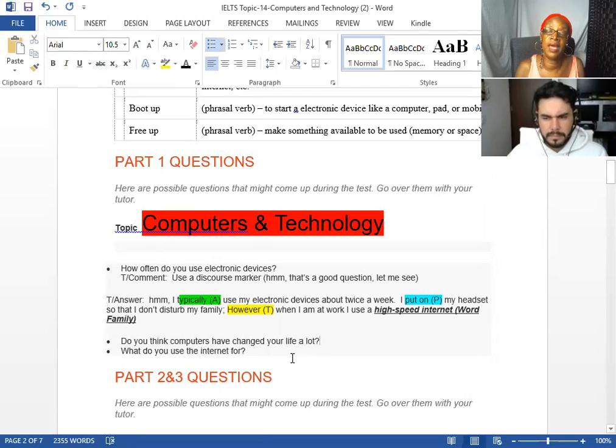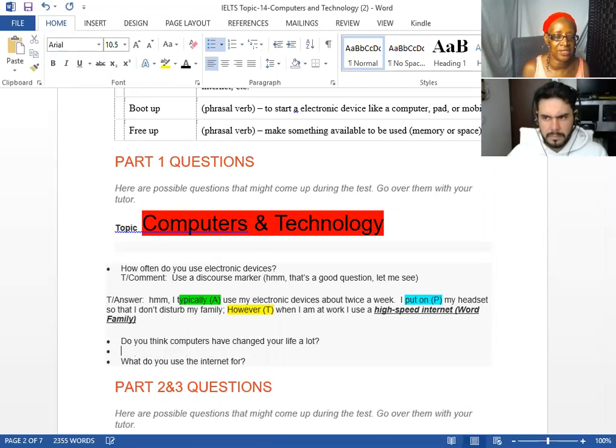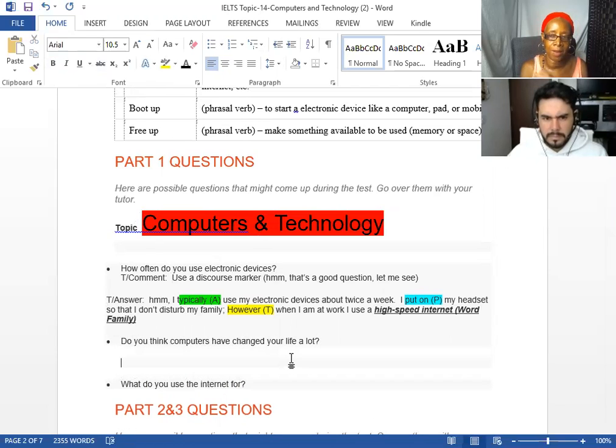All right, now using my example, do you think computers have changed your life or not? I want you to think about what you're going to say, even if you say it incorrectly, which is fine, but I want to see if you can understand the model that I just shared with you. Answer, do you think computers have changed your life a lot?